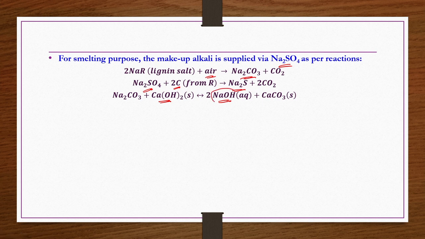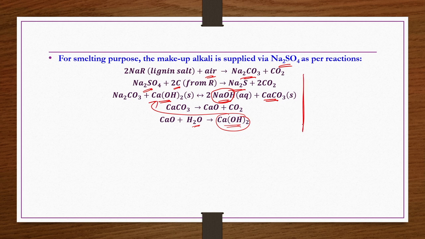This sodium hydroxide can be reused for digestion, but the process also forms calcium carbonate, which is slightly difficult to remove. For that purpose, you decompose it into calcium oxide and carbon dioxide. This calcium oxide is rehydrated to get calcium hydroxide, which can be reused within the process. By following these steps, the dependence on the chemicals required for the pulp process decreases, because they are recovered and reused within the process.